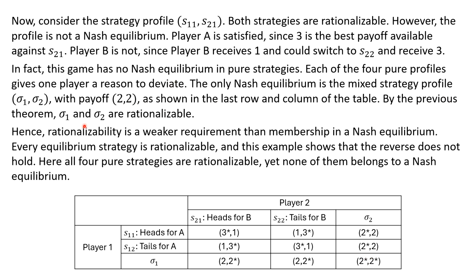So by the previous theorem, σ_1 and σ_2 are rationalizable, but these are mixed strategies. Hence, rationalizability is a weaker requirement than membership in a Nash equilibrium. Every equilibrium strategy is rationalizable, so this one here, these σ_1 and σ_2. And this example shows that the reverse does not hold. All 4 of the pure strategies are rationalizable, yet none of them belongs to a Nash equilibrium. Okay, so that was it for this lesson.